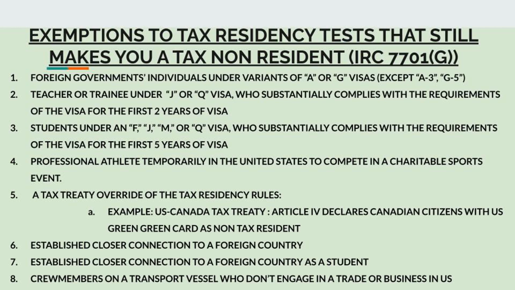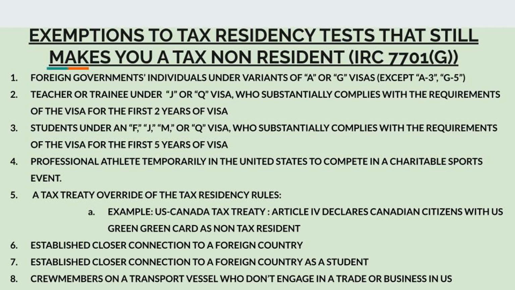The second one is teachers or trainees under a J or Q visa who substantially comply with the requirements of their visa for the first 2 years. Now, this terminology, substantially complying with the requirements of the visa, is very important because it would make a difference and potentially would actually make you a tax resident. We're going to come back to this. The third one is students under an F, J, M, or Q visa who substantially comply with the requirements of their visa for the first 5 years.